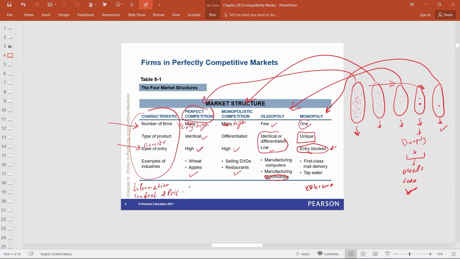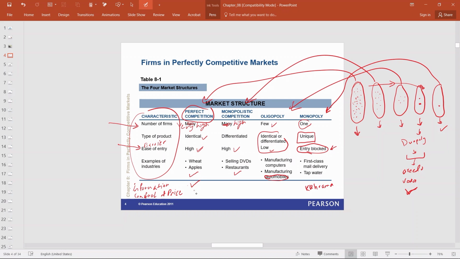In perfect competition, information is perfectly available for all consumers and sellers. So sellers and consumers have no control on prices.